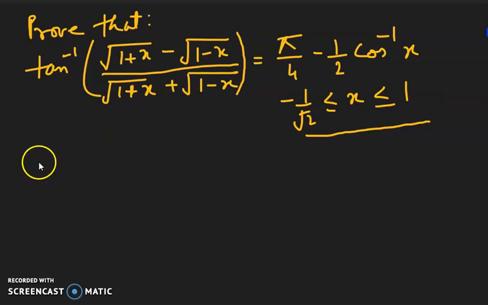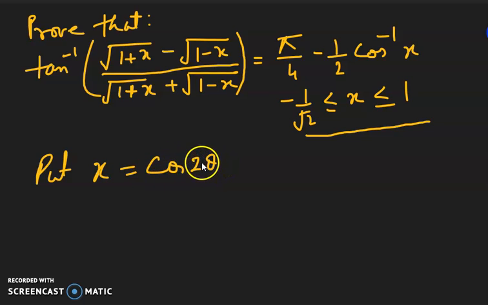What we can do here is, let's put, say, x is equal to cos 2 theta. How will this help? See, this becomes 1 plus cos 2 theta, which is 2 cos square theta, and this is 1 minus cos 2 theta, which is 2 sin square theta.